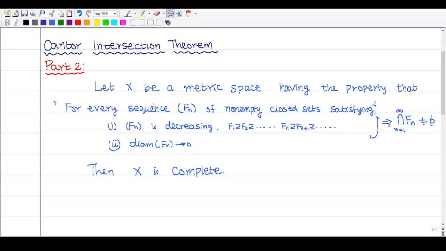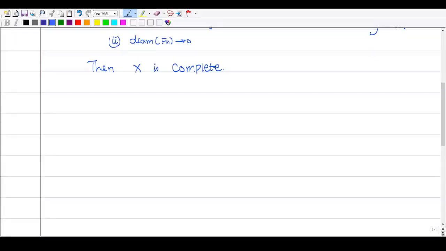Are you getting? Let capital X be a metric space having the property that எப்போம்லாம் a sequence of non-empty decreasing closed sets whose diameter tends to 0 will imply that intersection of all fn is non-empty. இப்படிங்கிற ஒரு ப்ராப்பர்ட்டி இருக்கு. Then we need to show that X is complete. Okay, shall we prove? Proof.